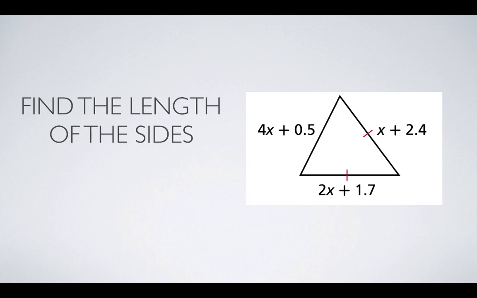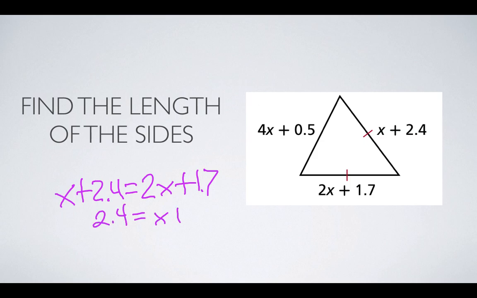The reason why we don't is, if you look, we only have the hash marks that symbolize congruency on x plus 2.4 and 2x plus 1.7. Meaning, the way that we would set up this equation is x plus 2.4 equals 2x plus 1.7. So my first step is to subtract x from each side. 2.4 equals x plus 1.7, and then subtract 1.7 from each side.